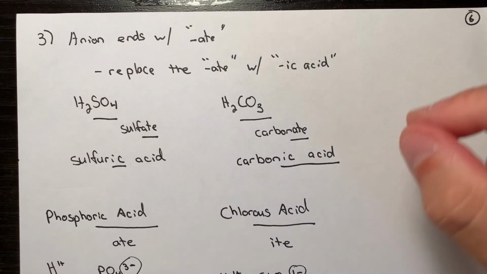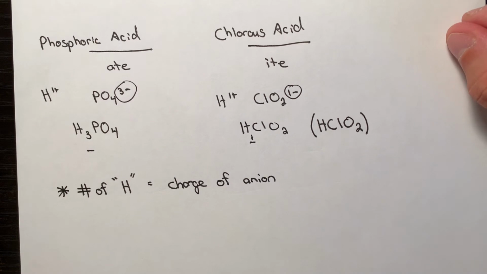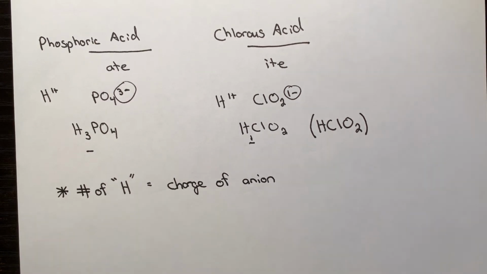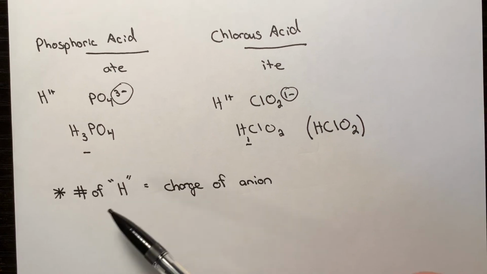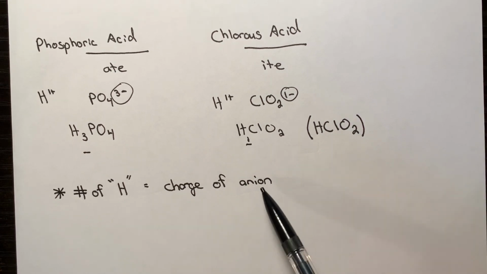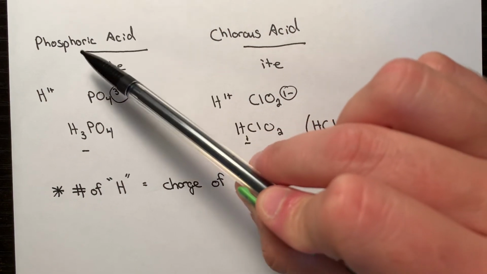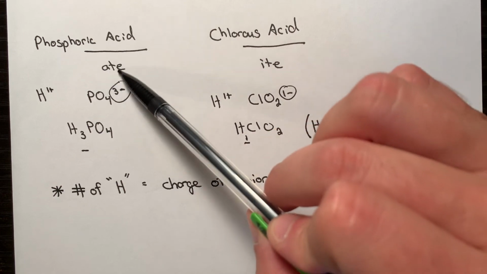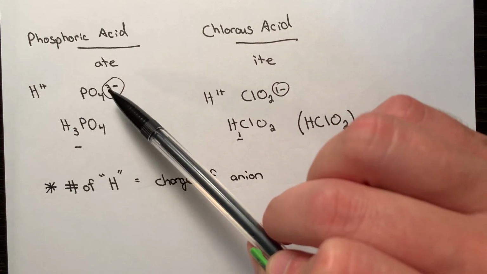Okay. If ever we are, again, tasked with the other skill where we're given a name and we have to go ahead and write the formula, what we need to keep in mind is that the number of hydrogens is going to equal the charge of the anion. Again, I started this section by describing that acids are charge neutral. So if we're talking about phosphoric acid, ic acid is telling us that that ic is stemming from the phosphate polyatomic ion, which has a 3- charge.